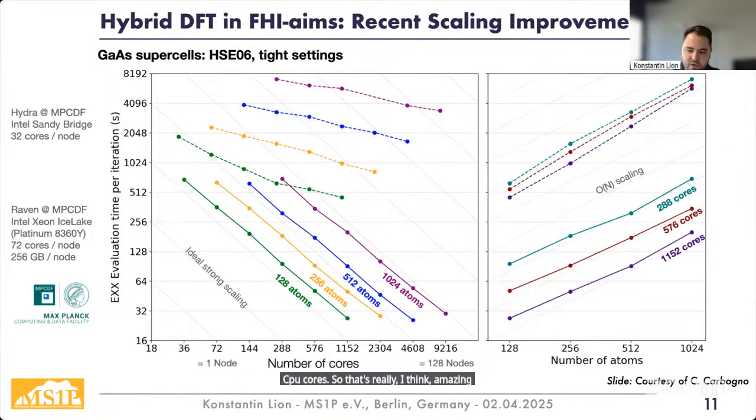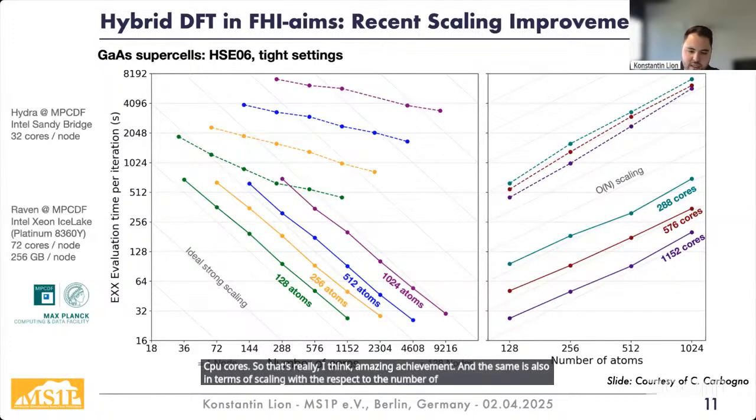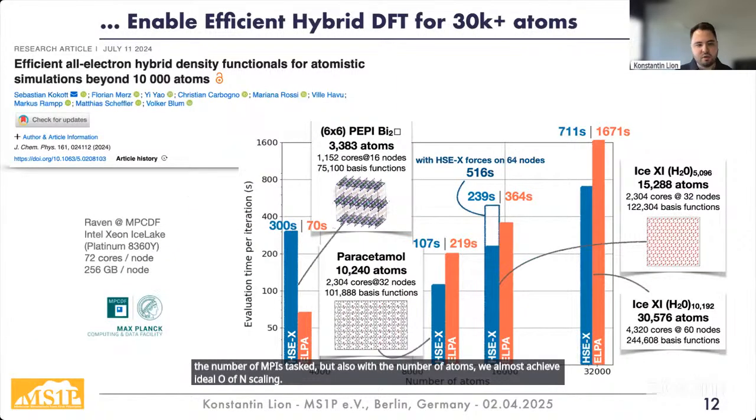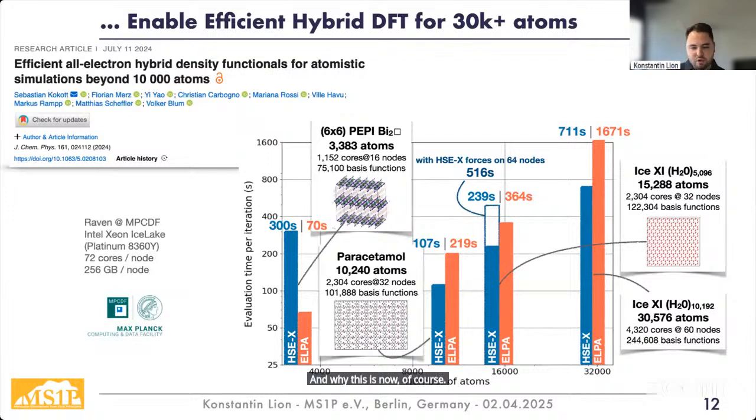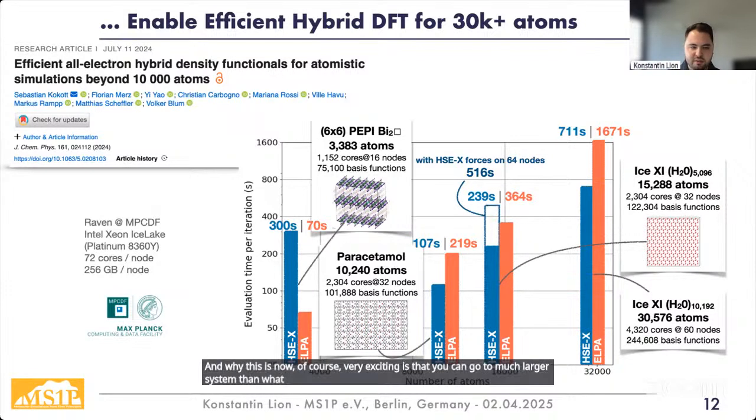And the same is also true in terms of scaling with respect to the number of atoms. So not just with the number of MPI tasks, but also with the number of atoms, we almost achieve ideal O(n) scaling. And why this is now, of course, very exciting is that you can go to much larger systems than what probably a lot have thought is possible with hybrid DFT.